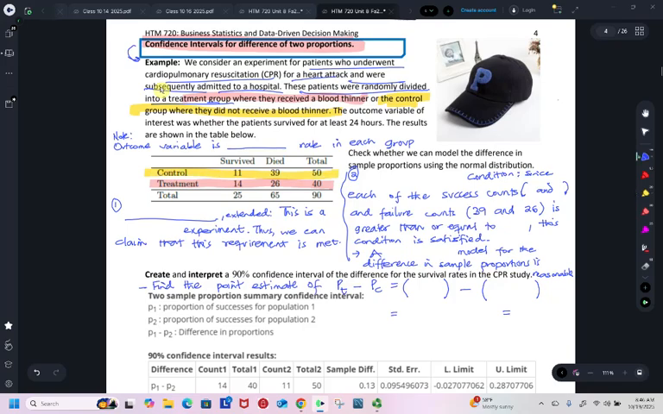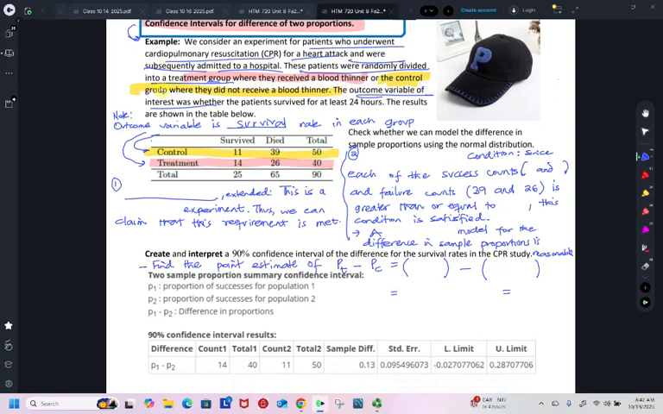The outcome variable being measured is whether the patient survived for at least 24 hours after either getting the treatment or not. So our interest here, the outcome variable, is the survival rate in each group, whether the control group or the treatment group, for at least 24 hours. Our interest is to construct and interpret a 90% confidence interval for the difference in survival rates in the CPR study.